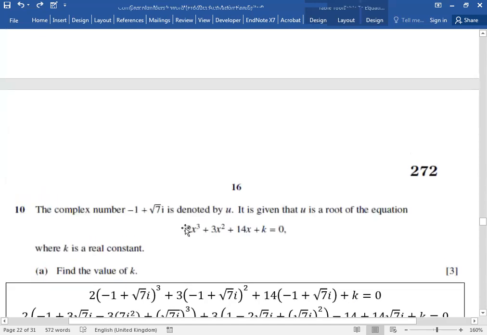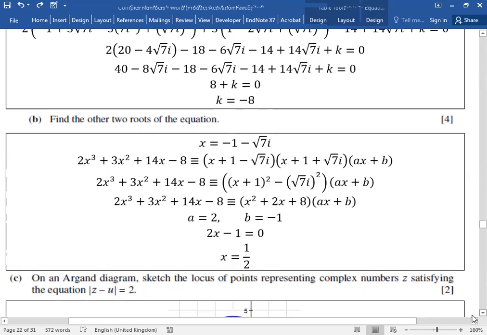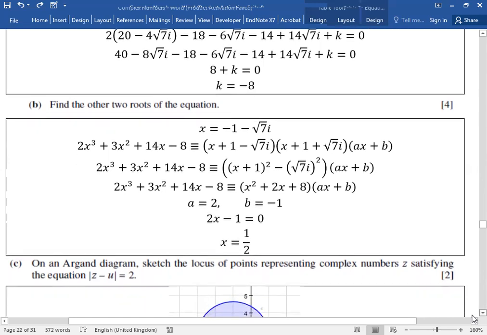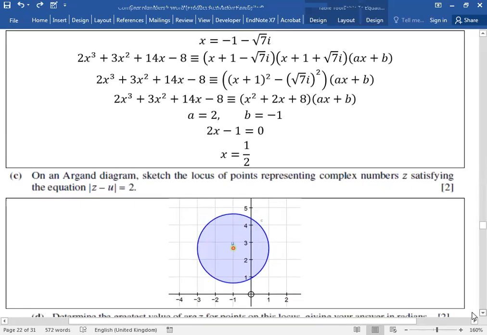Make a circle, u as center, u is -1 plus under root 7 iota. Find the decimal value of under root 7 so that you make a relatively accurate sketch. And z will lie anywhere on the circumference of the circle. Right? You make a circle and don't shade it in the middle. Just as seen in the diagram, just make a circle and it shouldn't be filled from inside.